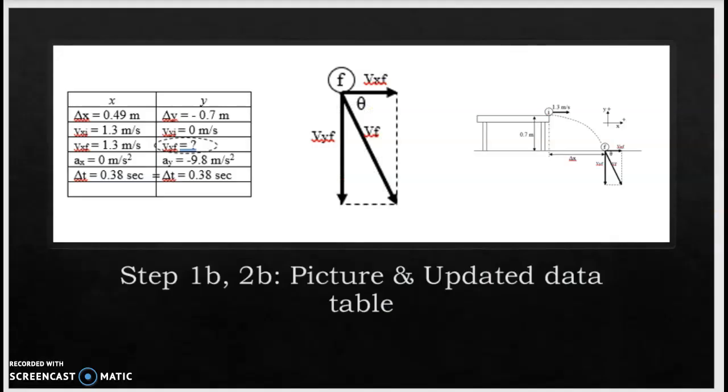So I'm going to revisit my picture. And my picture, pointing over to the right, I've highlighted for you the final velocity, what I'm going to have to find. I already have a Vxf because it's equal to the Vxi, but I do not know Vyf. When I find Vyf, we can use Pythagorean to find that Vf, the final velocity. So I updated my data table. I plugged in that time is going to equal 0.38 seconds. I plugged in delta x equals 0.49 meters. So now I'm going to be looking for Vyf.